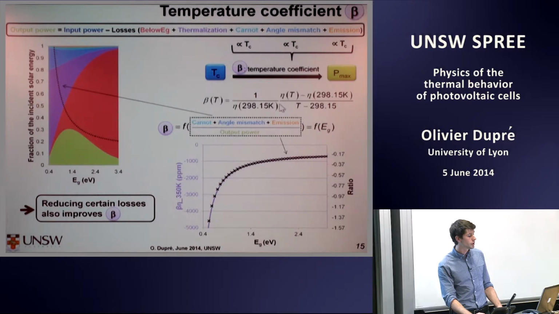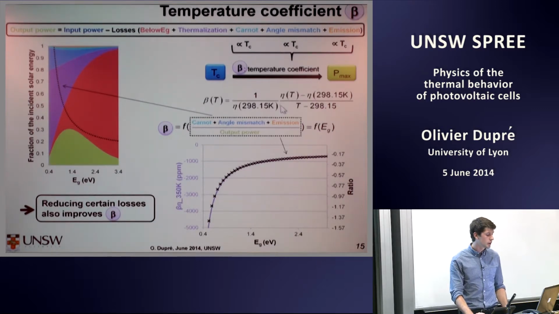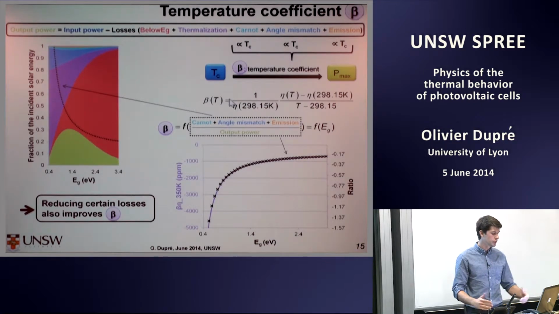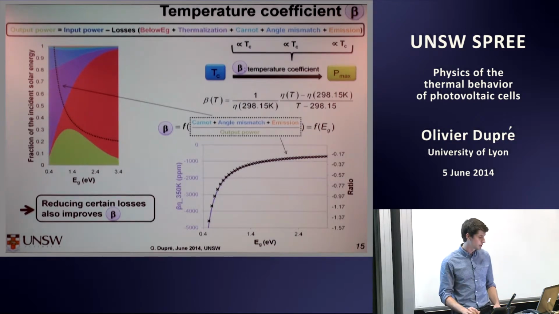So the temperature coefficient is defined as the variation of the efficiency with temperature divided by the efficiency at room temperature. And this variation here, we have understood that it's proportional to those different losses. And so the temperature coefficient will be a function of those different losses divided by the output power, because our temperature coefficient is defined as a relative variation.